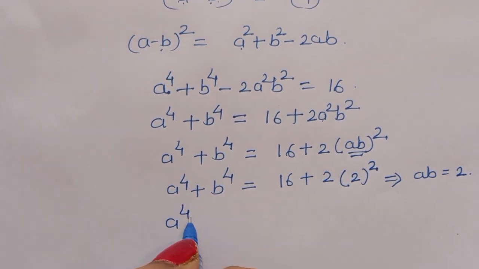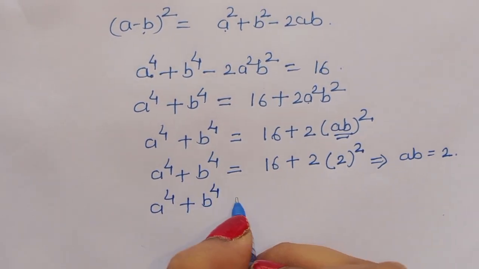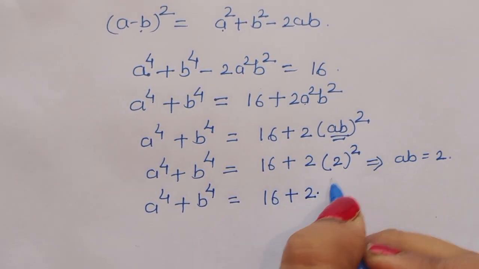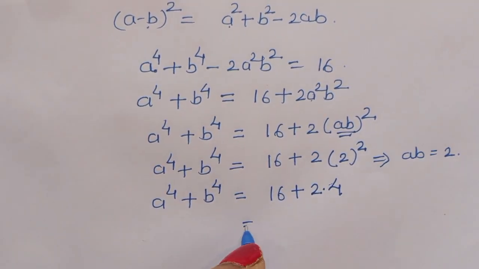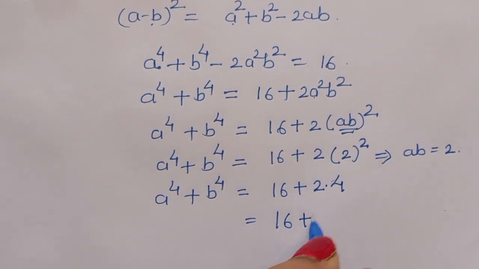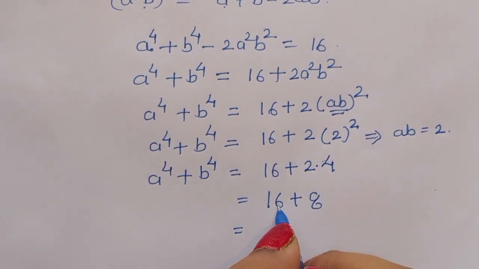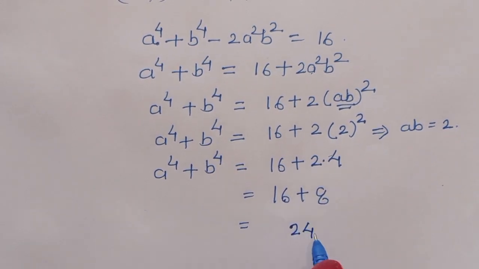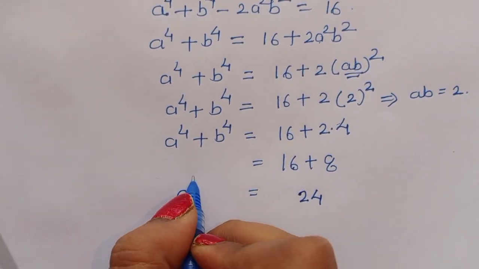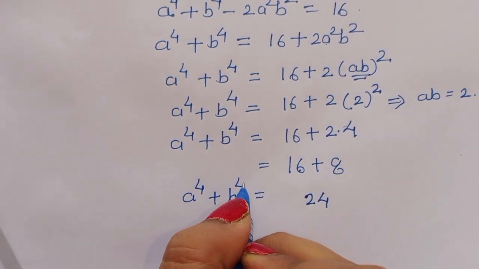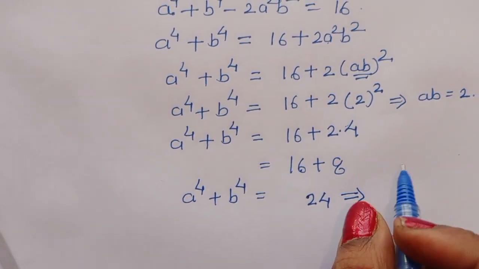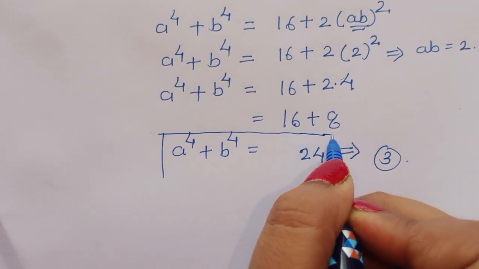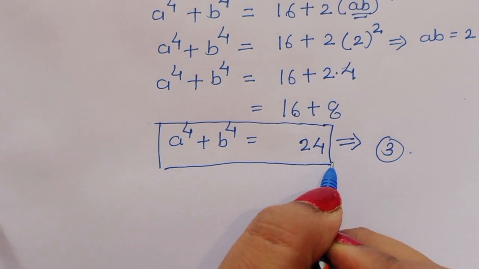So a power 4 plus b power 4 is equal to 16 plus 2 times 2 to the power 2, which is 16 plus 2 times 4, that is 16 plus 8, that is 24. Right? So this is the value of a power 4 plus b power 4. This is equation number 3.